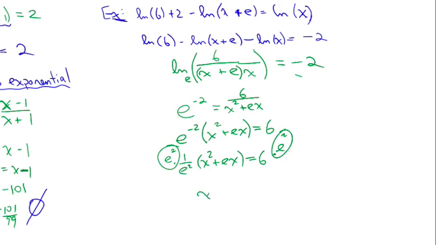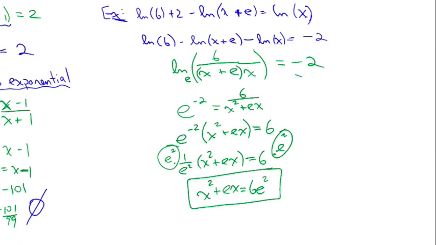So this becomes x squared plus ex equals 6e squared. Yeah, I could write that. What does this look like? In a weird way, what does it look like? Looks like a quadratic again. It has 3 terms, and there's an x squared involved.